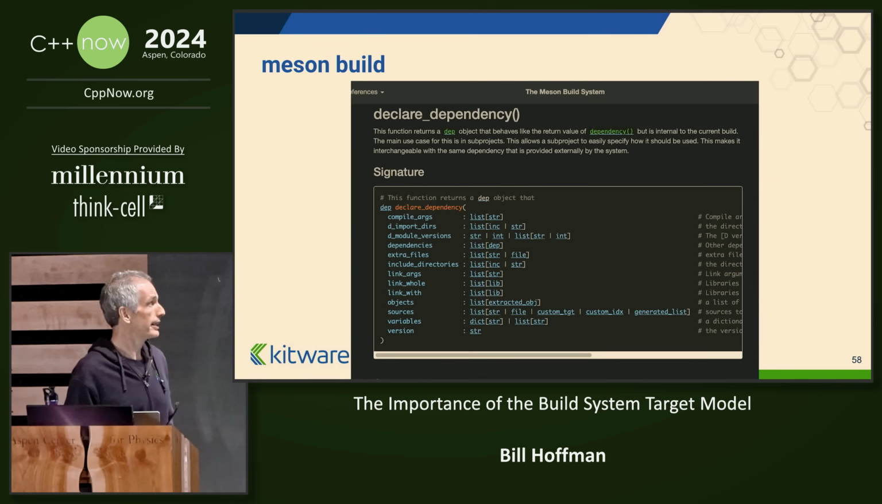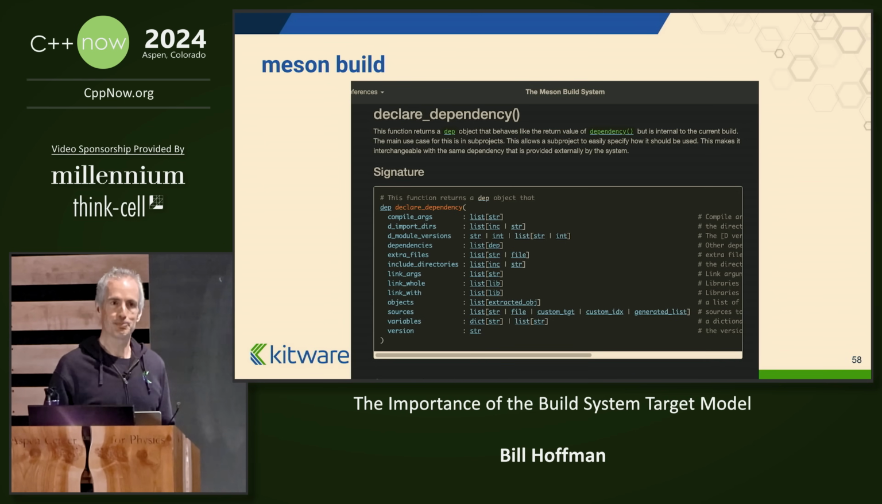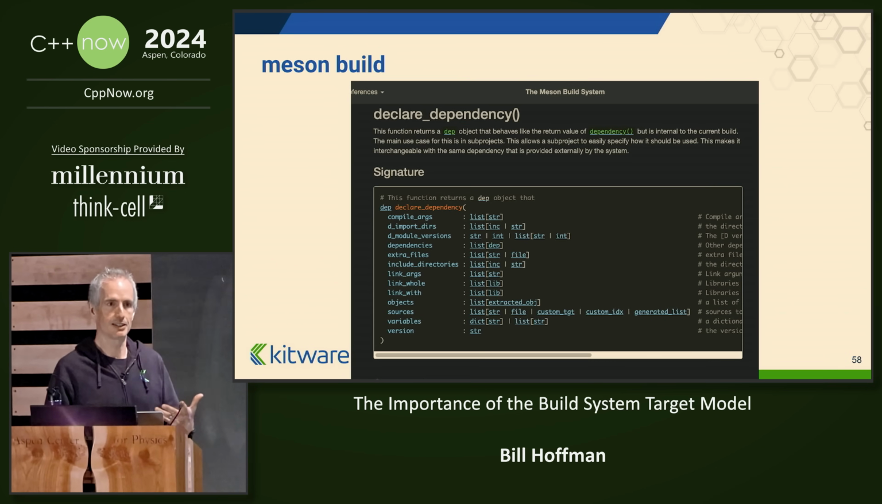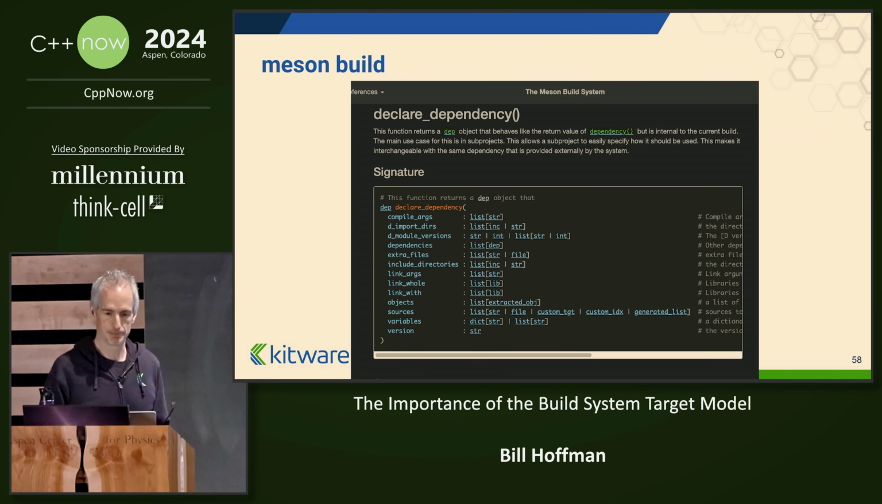Meson build has a declare_dependency. It's kind of like this. I tried to dig into it, and I may be getting some of this wrong, so I'm not a big user of these build systems. I'm obviously a CMake guy. But they created this declare_dependency, which is a lot like it, and they said it was useful for doing subdirectories, subprojects. So it kind of models what CMake does. It's a little bit close, but not quite the same.